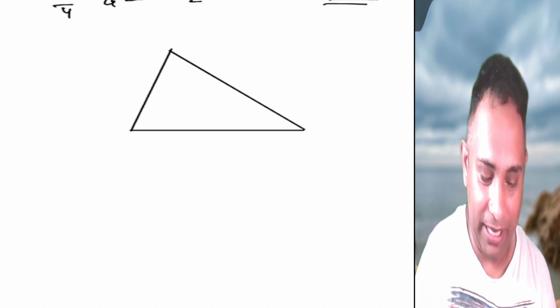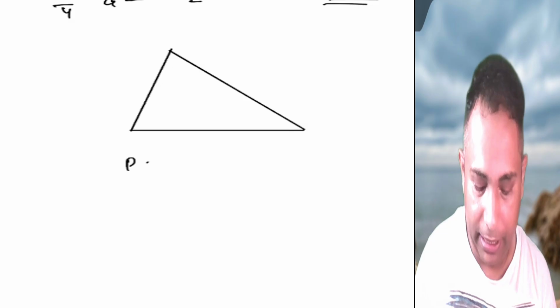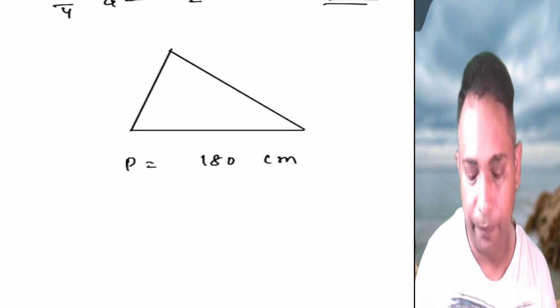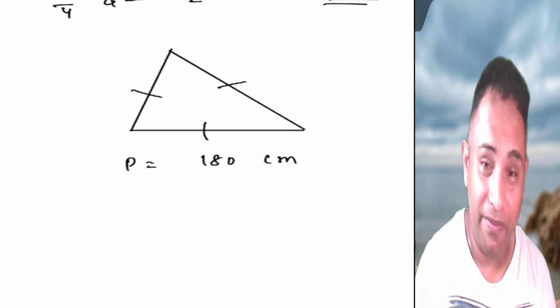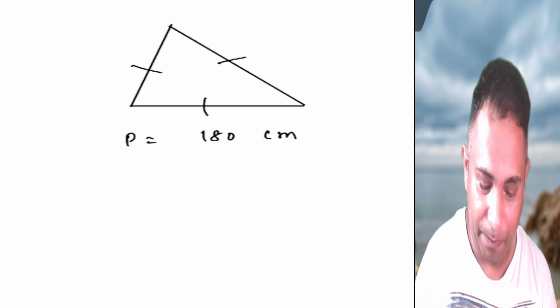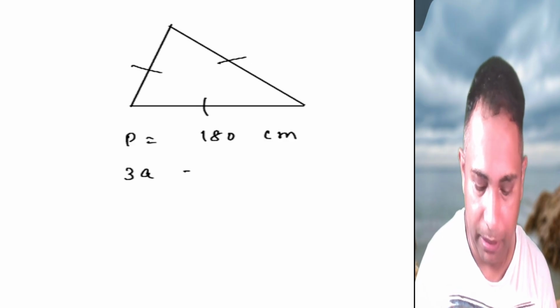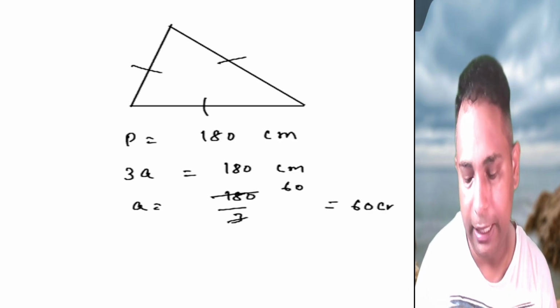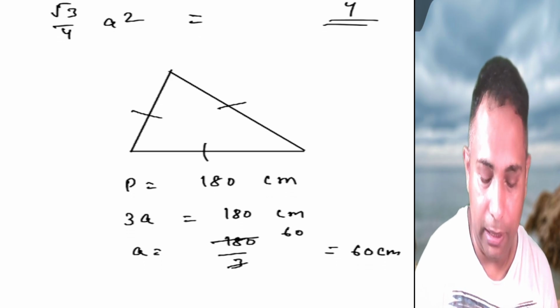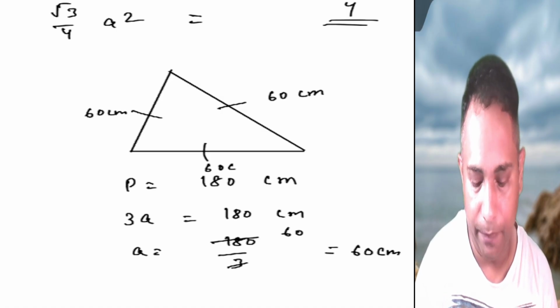Now, it is an equilateral triangle. The image may vary, but we can say perimeter is equal to 180 centimeter. Hence, we know that in an equilateral triangle, three sides are equal. So we can write, the perimeter, 3A, is equal to 180 centimeter. A means 180 by 3 is equal to 60 centimeter. You can write easily. Now we have found that each side of that particular signal board is 60 centimeter. Now we will calculate the area using Heron's formula.